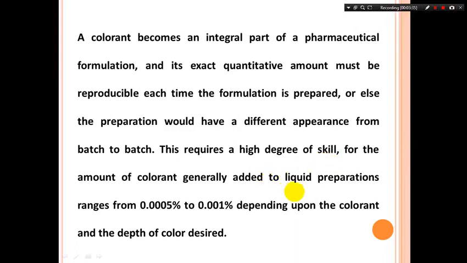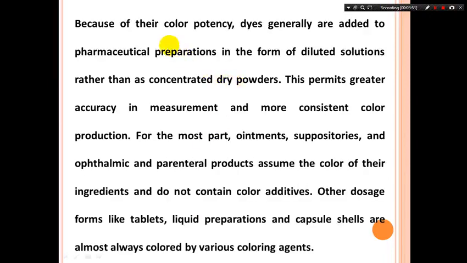For example, a liquid preparation contains a range of coloring agent, and we can change the concentration according to the depth of the color we desire. Because of the color potency of the dyes, it is always preferable to use them in a diluted solution rather than concentrated dry powder. This will result in consistent color for the final product.